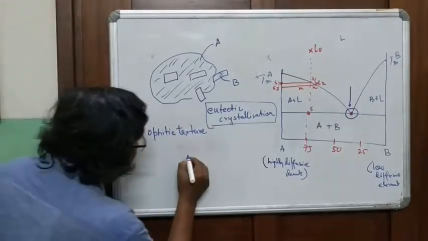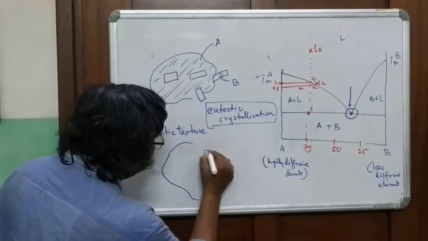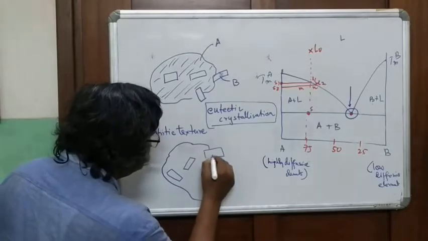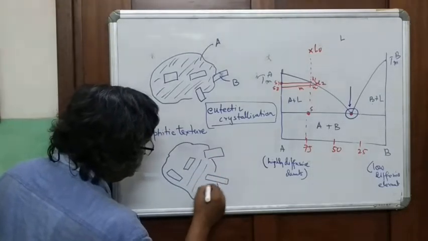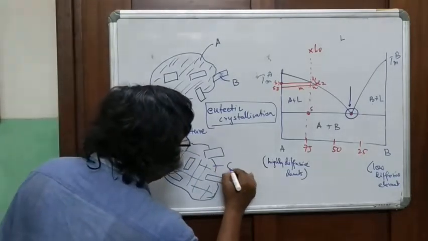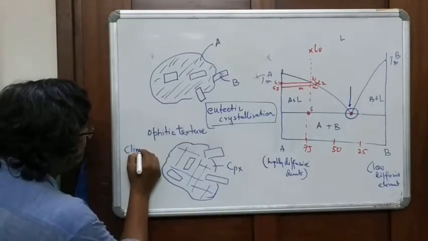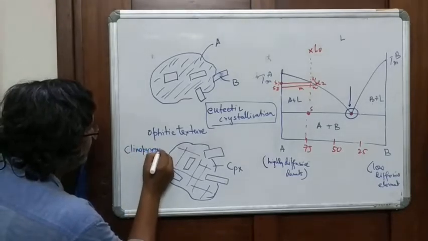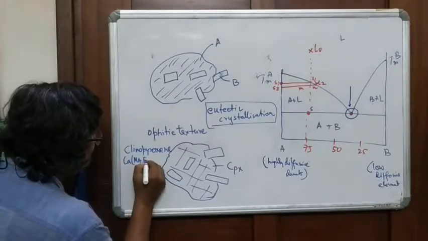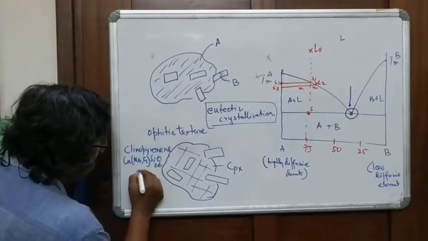What does this involve? It involves a mineral which is clinopyroxene. I'm giving you the name here, clinopyroxene. The formula for that mineral is CaMgFeSi2O6. In brief, this is called clinopyroxene, CPX.